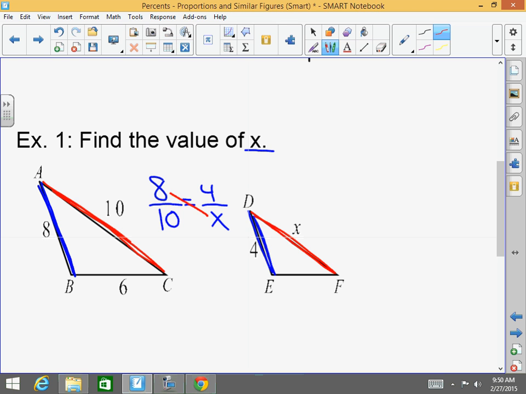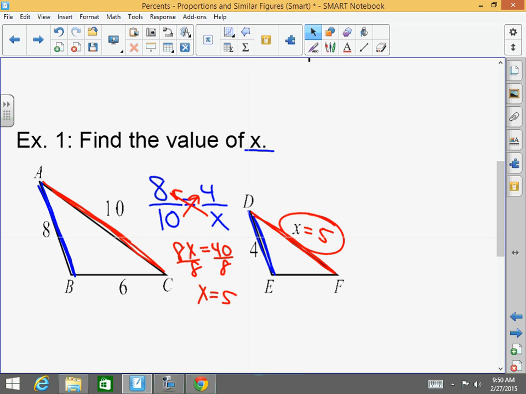Now, simple. 8x equals 40. That's it. So x equals 5. Done. Does that make sense? So you just got to set up the right proportion using corresponding sides. Okay, the 6 in this case didn't have to be used because I was just solving for x.